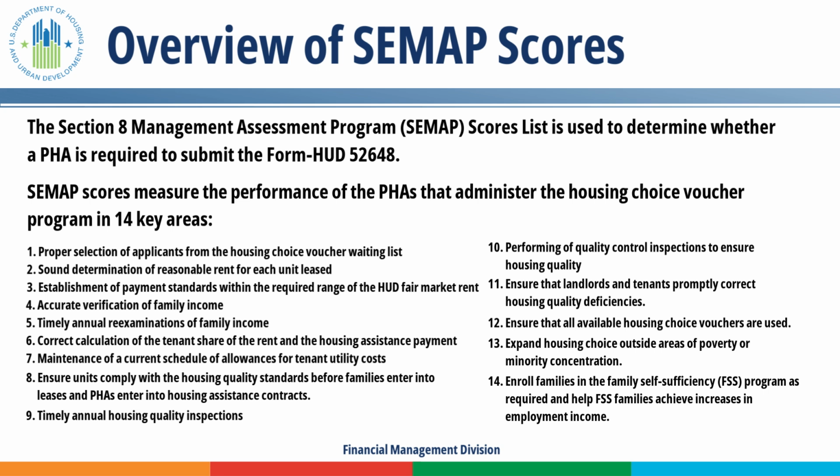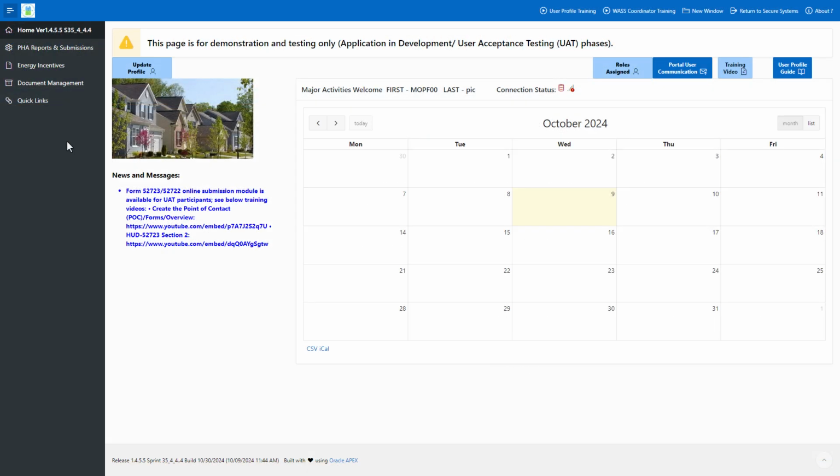CMAP uses HUD's National Database of Tenant Information and information from audits conducted annually by independent auditors. HUD will annually assign each PHA a rating on each of the 14 indicators and an overall performance rating of high, standard, or troubled.